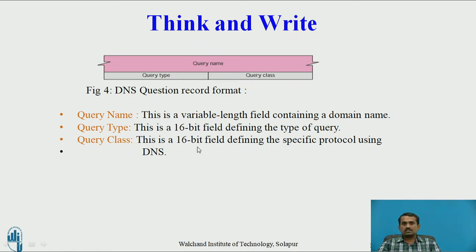Query class. This is a 16 bit field defining the specific protocol using DNS. It means it may be the internet protocol or internet network. And whichever class it is, we have to mention it in this query class.